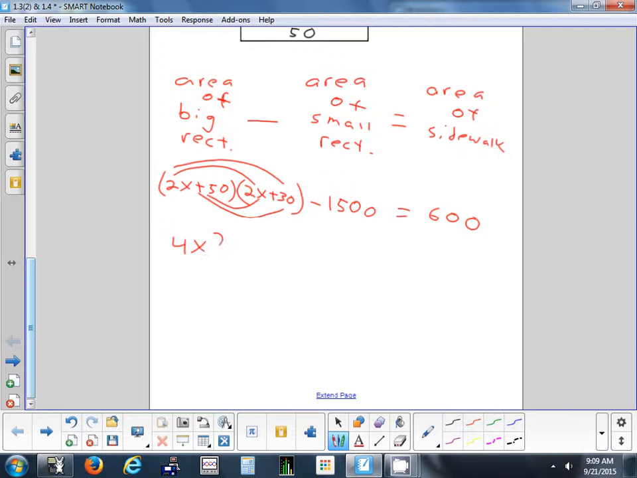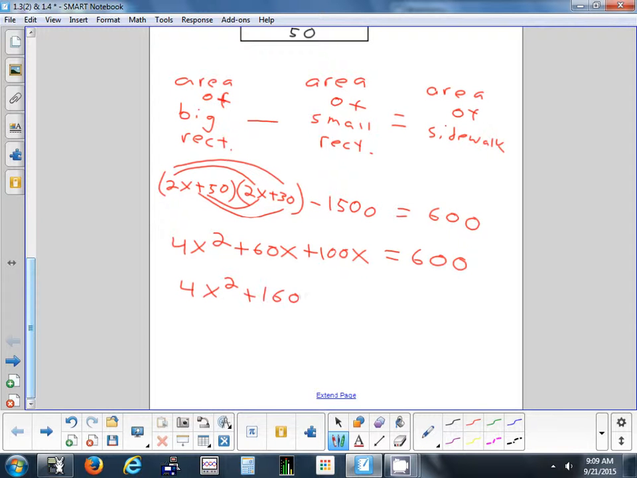So we're going to get 2x times 2x is 4x squared. 2x times 30, that's 60x. 2x times 50, that's 100x. And now watch what's going to happen here. 50 times 30 is 1,500 minus 1,500. What happens? It's gone. So 50 times 30, don't even worry about that part. It's going to cancel. I've got some like terms, and I'm going to combine those together.